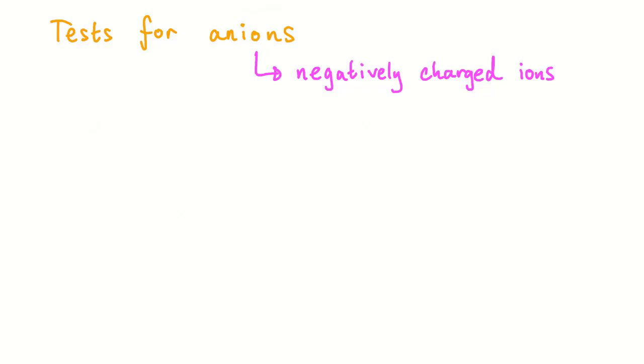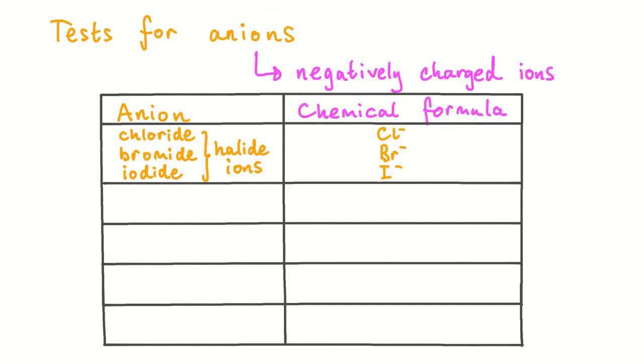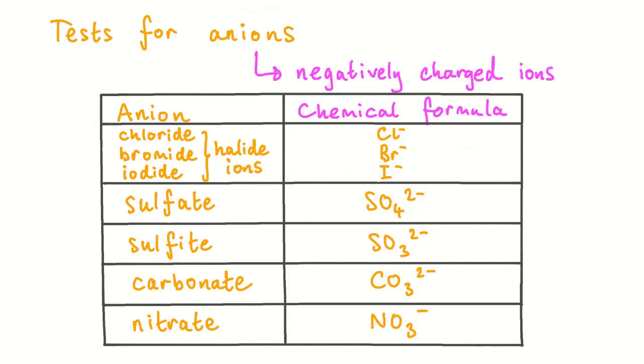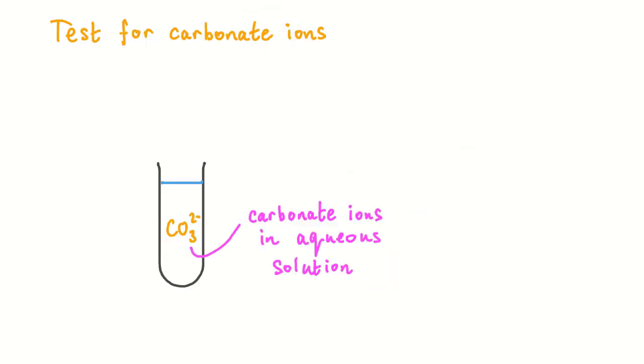In this lesson, we're focusing on tests for anions or negatively charged ions. We will see how the tests for chloride, bromide and iodide ions, collectively known as the halide ions, are performed. We will also see the tests for sulfate and sulfite ions. These are distinctly separate ions, despite their similar names and chemical formulae. We will also see the test for carbonate and nitrate ions. We will see which observations would be noted to confirm a positive test result for these ions. We will begin with a chemical test for carbonate ions.